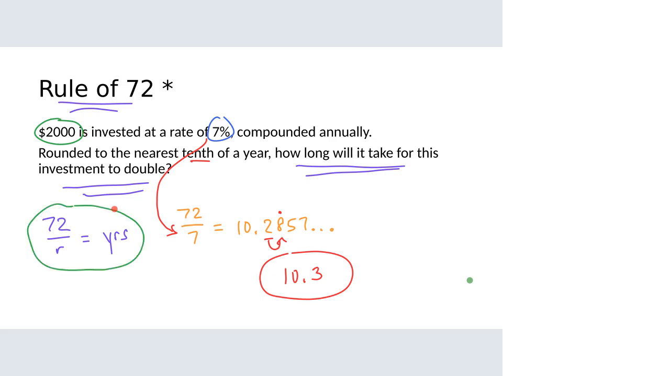The rule of 72 is just 72 divided by the interest rate. Doesn't matter how much money is involved. If this was 2,000, it would take 10.3 years to double. If it was 5,000, it would take 10.3 years to double. If it were 50,000, it would take 10.3 years to double because it's only about the interest rate. So that 2,000 was a distractor that was put in there to kind of throw you off, which might make it a trick question today, but not anymore. Now you know. When it's a rule of 72 question, we're just using this right here, and we're finding out how long it takes for it to double.